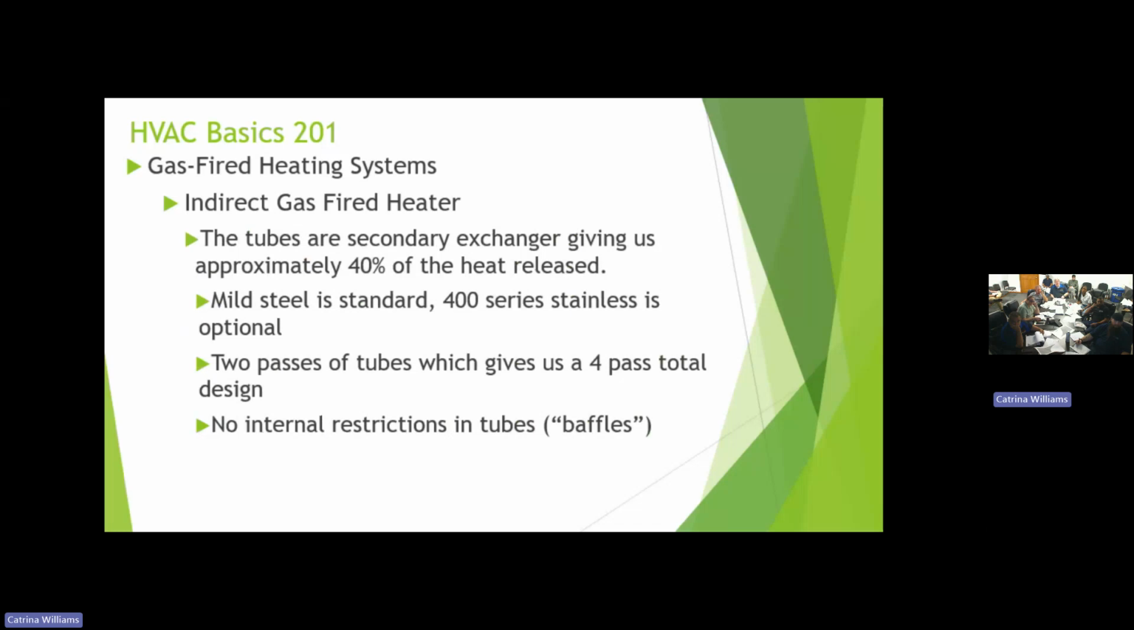And there are no internal restrictions in the tubes or baffles like some people used to do to get the efficiency up. They tried to slow the combustion products down in the tubes to get more heat transfer, and that was good in the ideal situation. Especially when we had oil units, they would get sooted up so bad they'd have to be taken out and cleaned about every year.